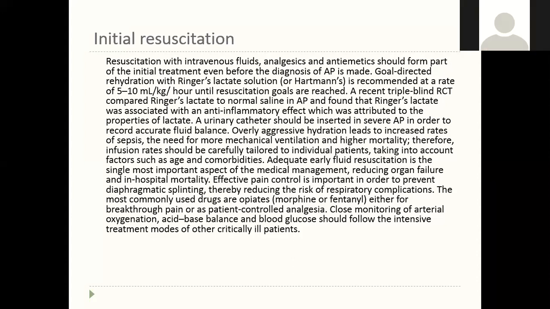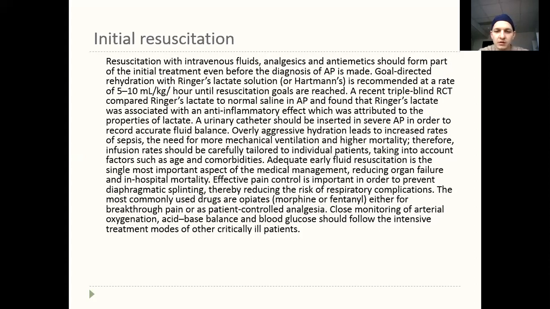Overly aggressive fluid resuscitation leads to increased rates of sepsis, the need for more mechanical ventilation, and higher mortality. Therefore, infusion rates should be carefully tailored to individual patients, taking into account factors such as age and comorbidities. Adequate early fluid resuscitation is the single most important aspect of the medical management, reducing organ failure and hospital mortality.